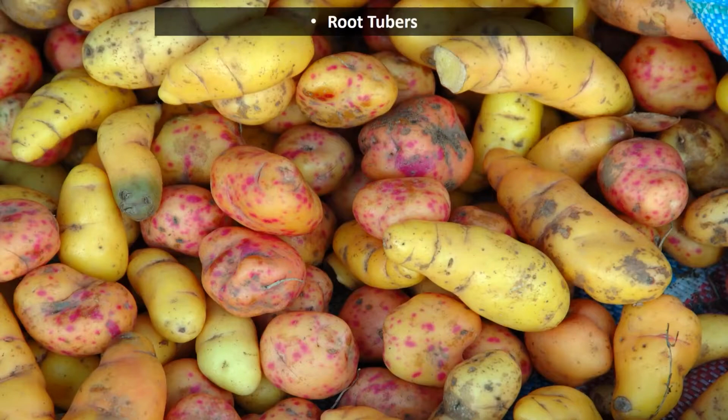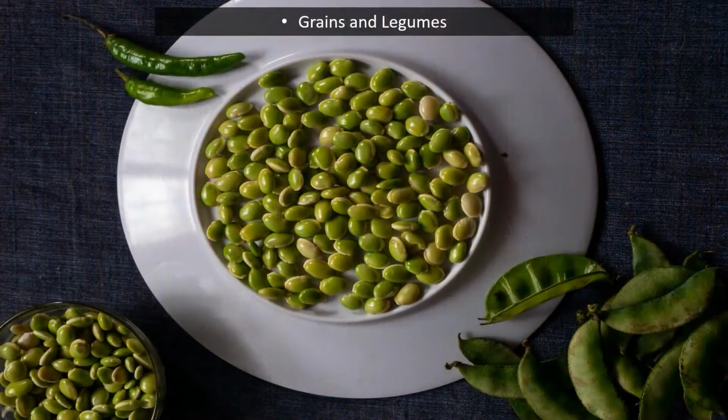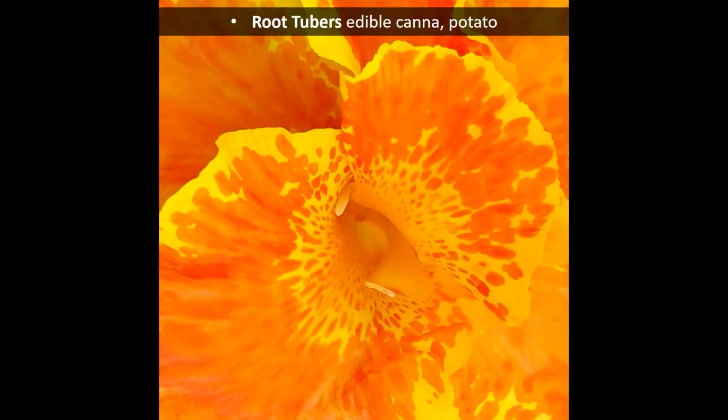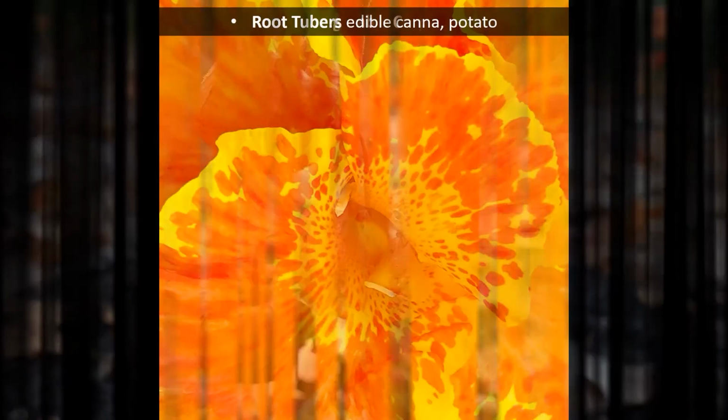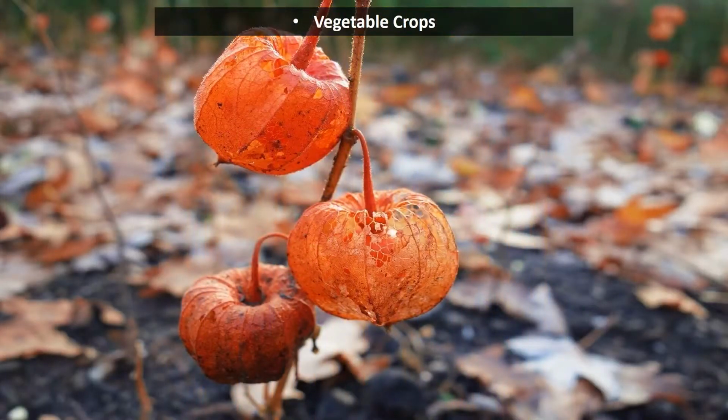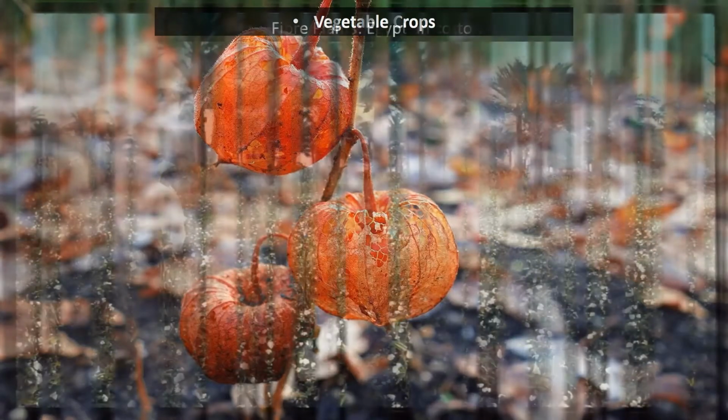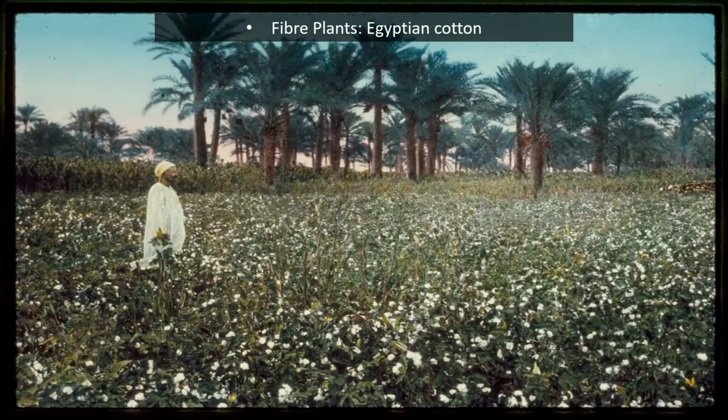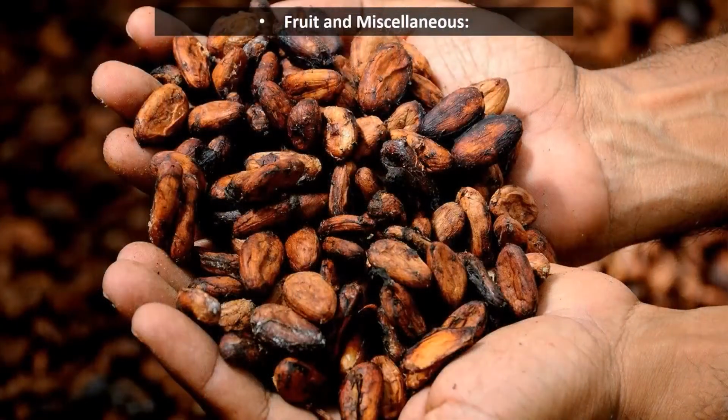nested tube. Okay. Then a few of the grains and legumes like starchy maize, lima beans, common beans, root tubers like edible canna, potato, vegetable crops like pepino, tomato, ground cherry, pumpkin, pepper, then some of the fiber plants like Egyptian cotton, then some of the fruit and others like cocoa, passion flower, guava, coca bush, quinine tree and tobacco.